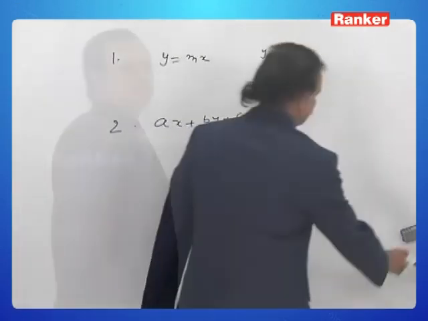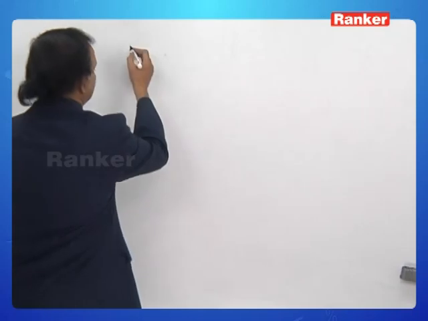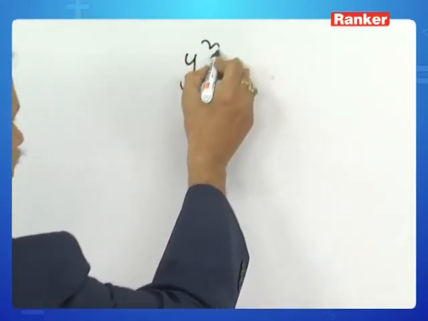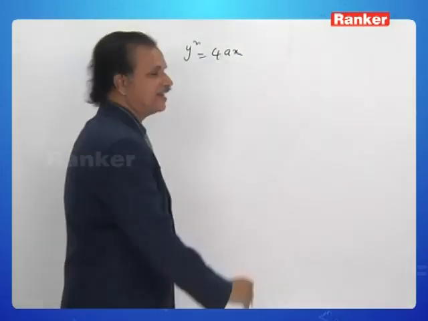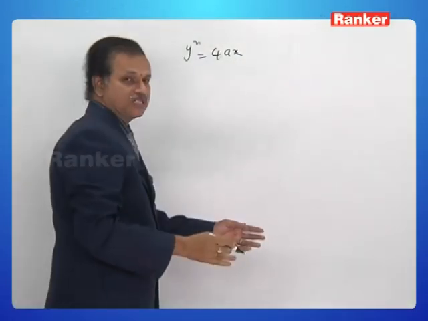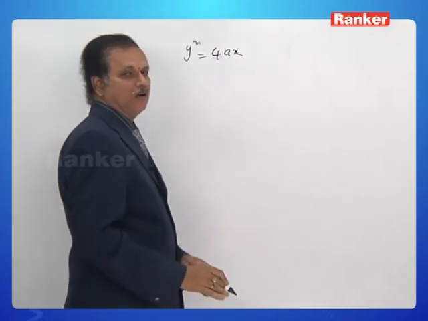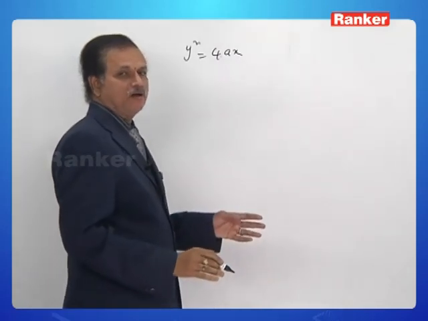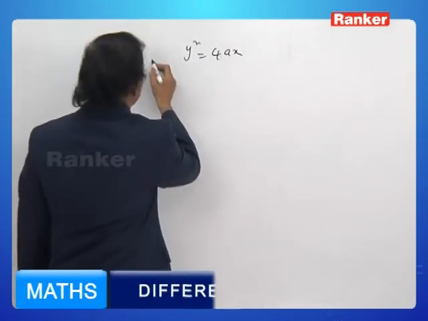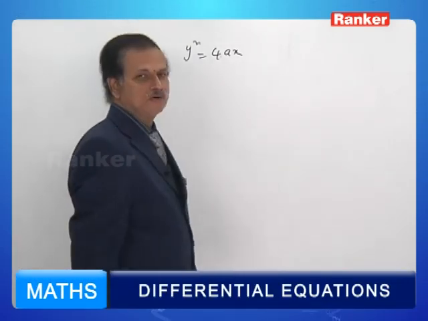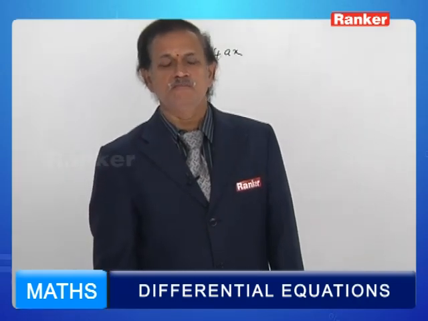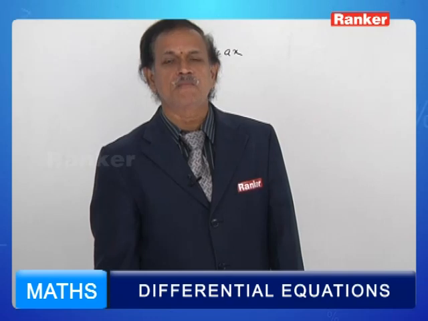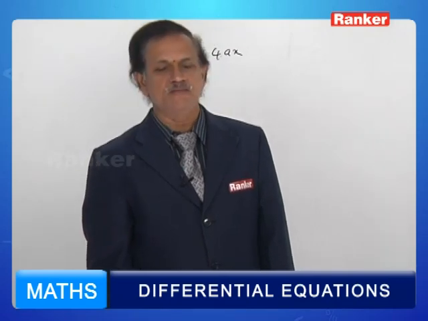Okay, next one. What is the differential equation of the family of parabolas with vertex at origin and whose axis is x-axis? We have seen straight lines. Now let us concentrate on different parabolas. y square is equal to 4ax. What is the parameter there? a. So the examiner means that a is to be eliminated here.